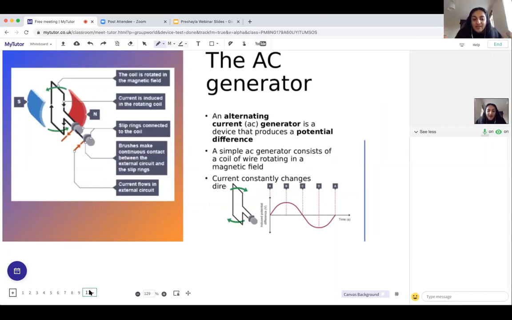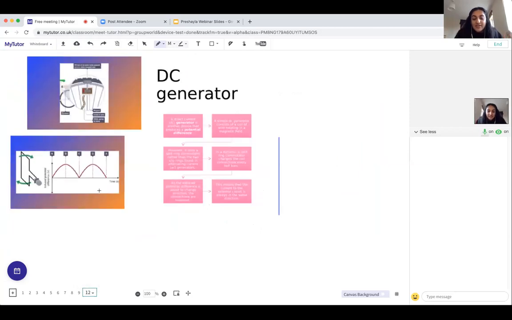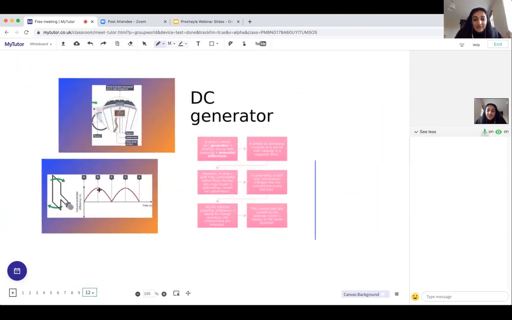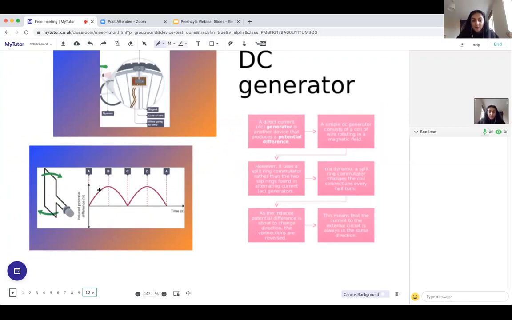Now we're going to compare that to the DC generator. The DC generator only allows the coil of wire to do a half turn. That's what we saw earlier on in the webinar. If the coil of wire is only allowed to do a half turn, so it goes like this, and constantly changes direction, then we're only going to get a DC current. So the wire does a half turn, then it's reversed, then it does its half turn, then it's reversed. This means that the current stays in one direction.